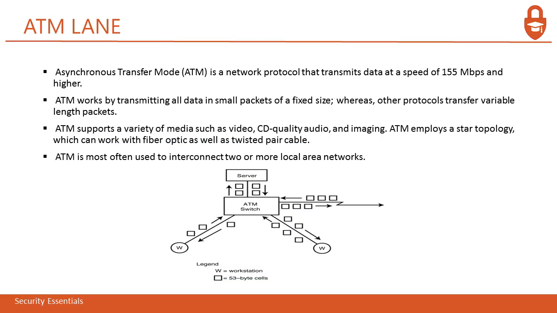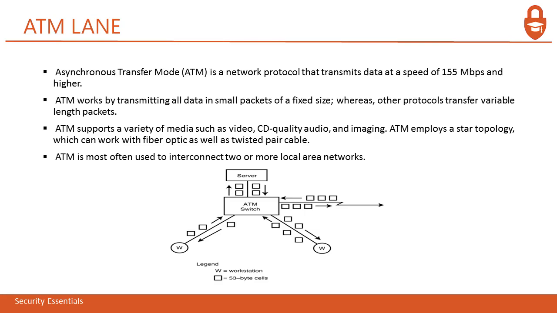Next is ATM LAN. Asynchronous Transfer Mode. ATM is a network protocol that transmits data at a speed of 155 megabits per second and higher. ATM works by transmitting all data in small packets of a fixed size, whereas other protocol transfers have variable length packets. In other protocols, we use different sizes of packets to communicate, but in an ATM LAN, we use a single length size for each packet.